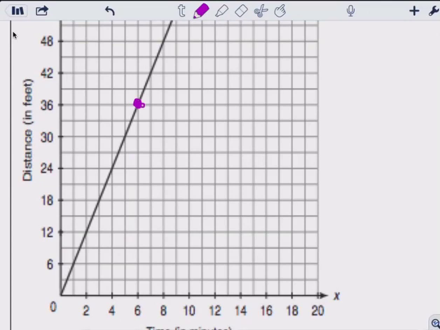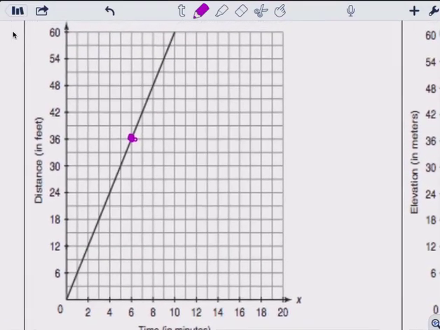You can put it anywhere, and you can always reduce the rate of change.